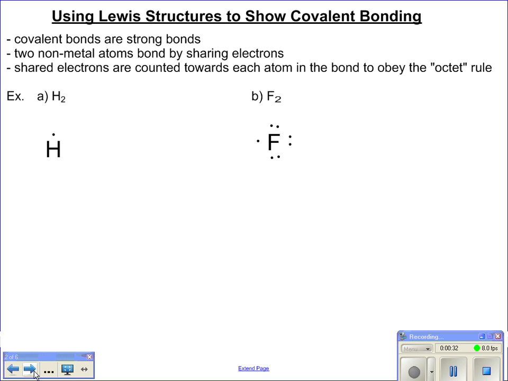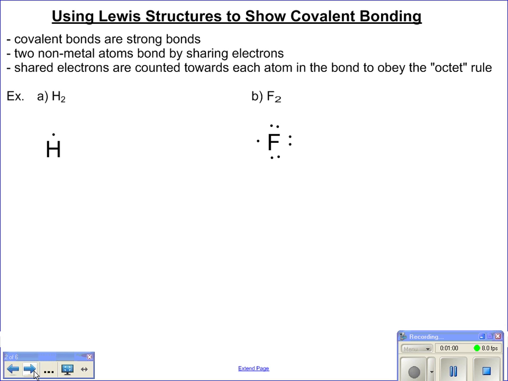So a little bit about covalent bonds. Covalent bonds are very, very strong bonds. They take a lot of energy to break. They form when two nonmetal atoms share electrons. And these shared electrons count towards obeying the octet rule for each atom, which was still a criteria used for ionic compounds as well. It's a slightly different methodology. And so we're going to begin our discussion by looking at two very, very simple molecules that involve covalent bonding.